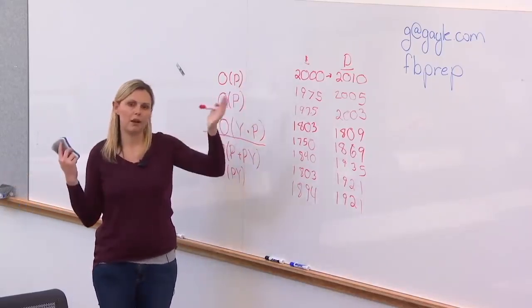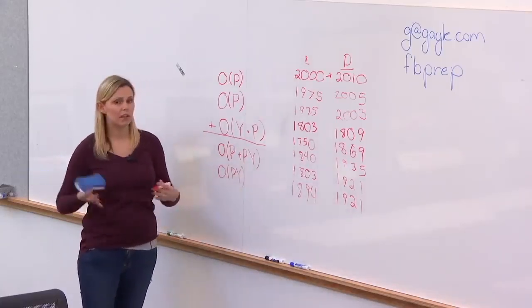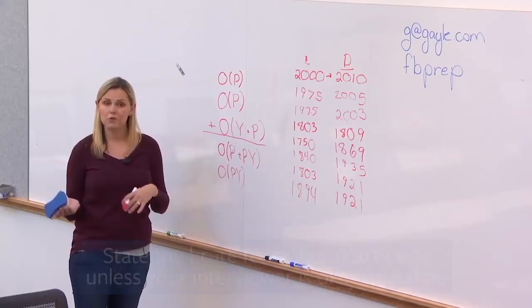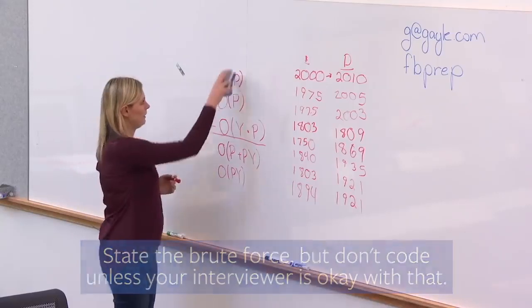Okay, so this algorithm is walk through all the years from the first birth year to the last death year, count how many people are alive in that year. It's a brute force. I don't necessarily go and code it. I might ask my interviewer, hey, do you want me to code? I think we can come up with something more optimal. And yeah, we can here.